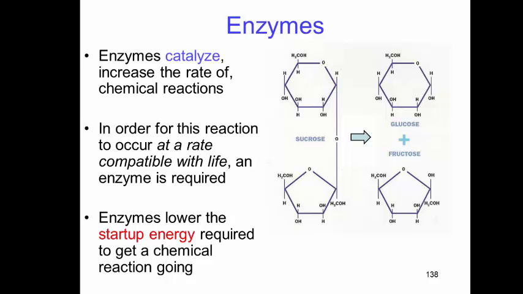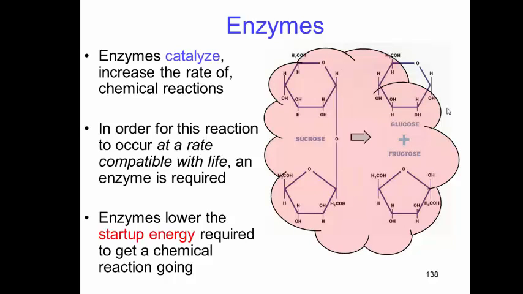On screen, we have a picture of a chemical reaction. So we have a molecule called sucrose, which is also known as table sugar, and it's being broken down into its two components, glucose and fructose. So sucrose is a disaccharide, and after this chemical reaction is complete, we have two monosaccharides, glucose and fructose. In order for this reaction to occur at a rate that is compatible with life, an enzyme is required. If we want to break down sugar inside of our cells, and we want to do it fast enough that we can actually live, we need an enzyme to help this process along.